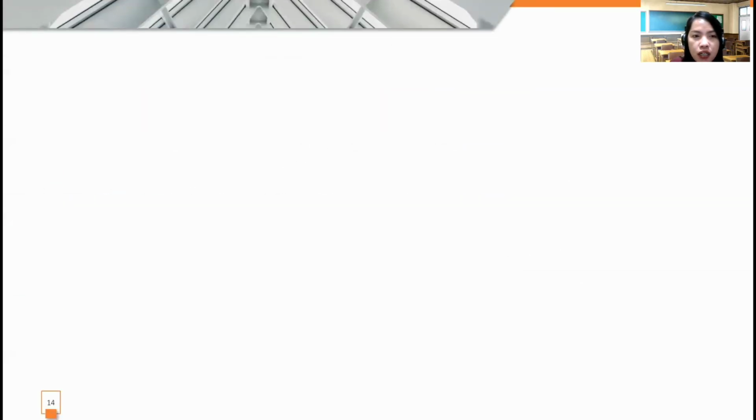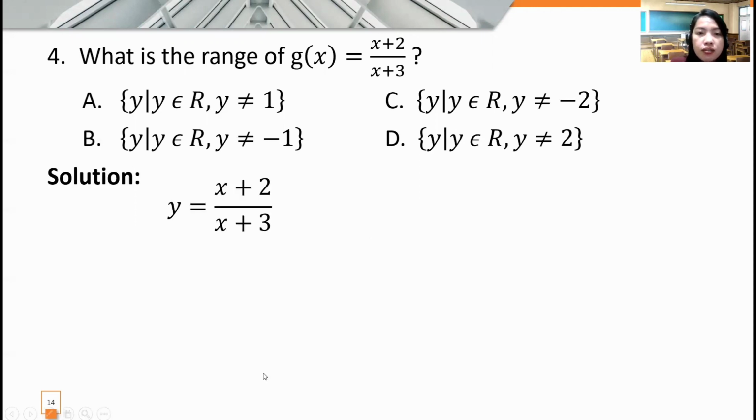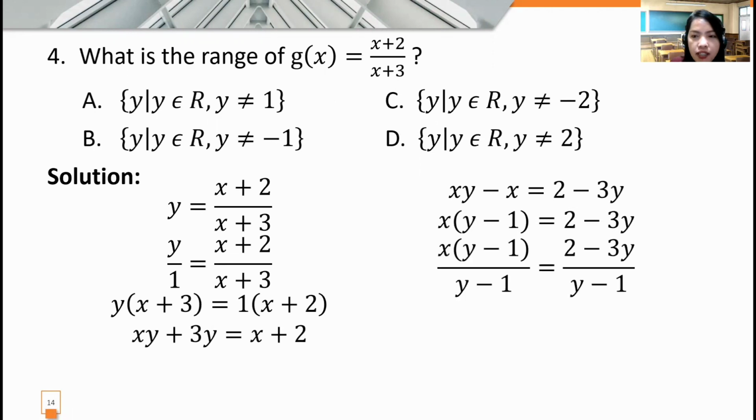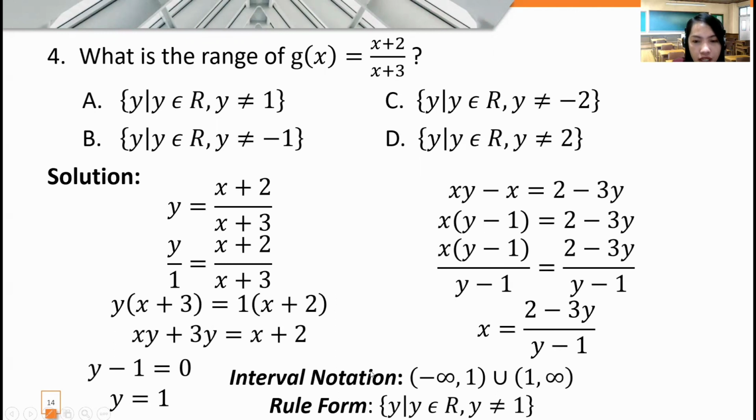And number 4, what is the range of g of x equals x plus 2 all over x plus 3? All the options are in rule form. So for the solution, we're going to solve for x in terms of y. Using cross multiplication, x equals 2 minus 3y all over y minus 1. We're going to get the denominator, get the value of y, that is 1. This is the restriction for the range. So in the interval notation, that is the union of these two sets. In the rule form, ang exemption ay positive 1. That is on letter B.